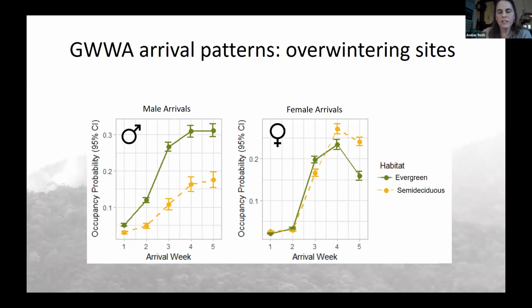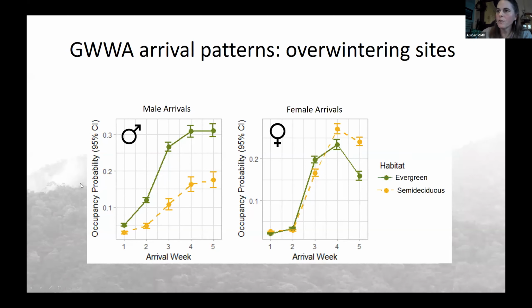Another interesting piece of this story is when the males and females arrive on the wintering grounds. You have males on the left, females on the right, and the week in which they're arriving for two different forest types. We have evergreen forest, which is thought to be higher quality forest, and semi-deciduous forest, which is lower quality. The males are very quickly occupying the evergreen forest, and initially the females are as well. However, as more males arrive, females are being displaced into the semi-deciduous habitat. So you can see how the occupancy in the evergreen forest declines as arrival progresses.